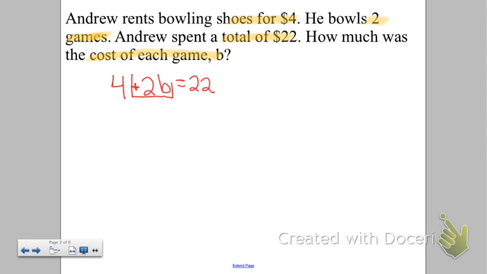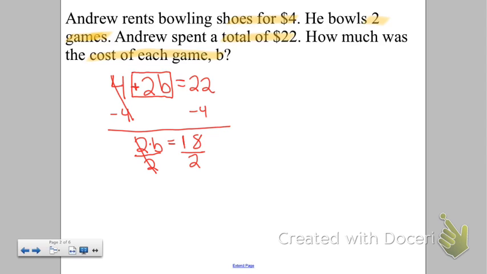So I have my plus 2b. I need to move everything that's not with that first. So that's my 4. So I'm going to subtract 4 from each side. 2b equals 22 minus 4, which is equal to 18. Now I have 2 times b. So the opposite of times is dividing. So I'm going to divide by 2 on both sides. 2 divided by 2 cancels out. So I'm just left with b equals 9.